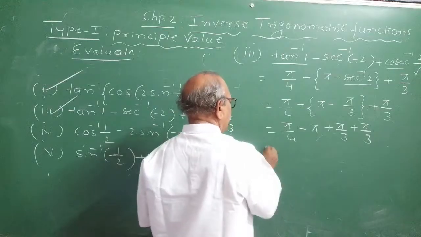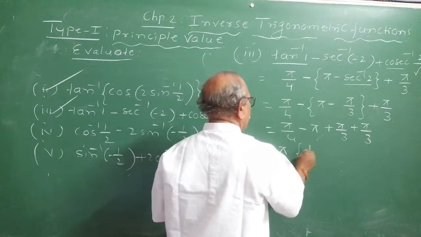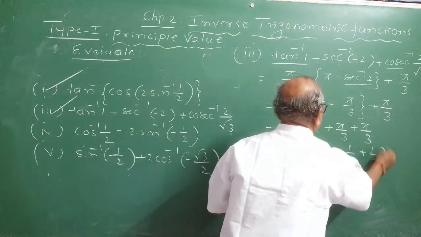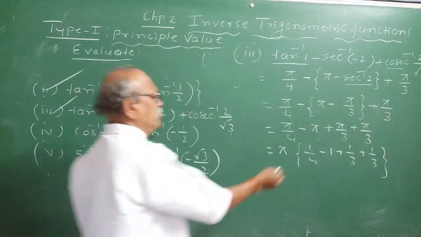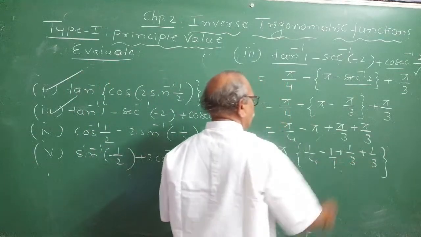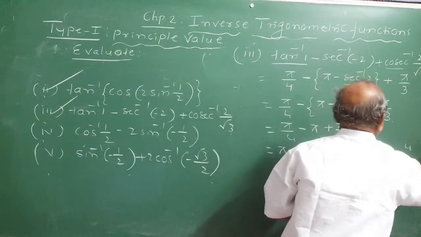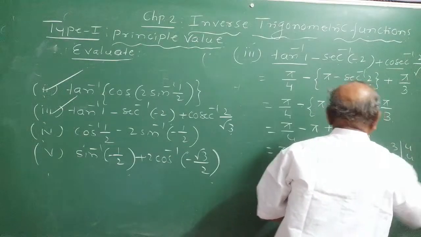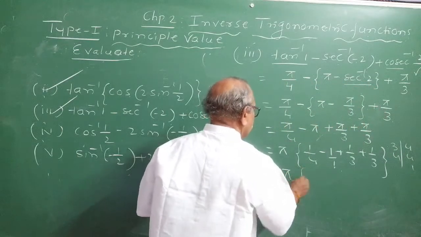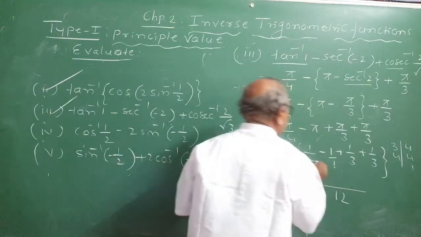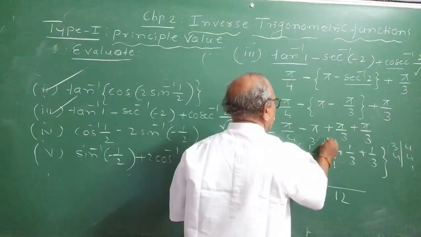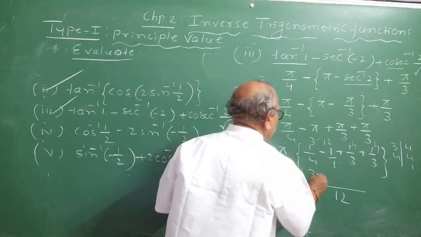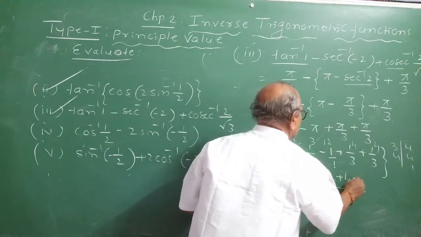You can take a pi common in all of them and simplify it. 1 by 4 minus 1 plus 1 by 3 plus 1 by 3. Take a pi common. Simply you can take the LCM of 4, 3, 3. What is the LCM of 4, 3, 3? You will get LCM as 12. What do you get here? 4, 3 za 12, 1 12 za, 3 4 za, 3 4 za. You can simplify this. You can write 3 minus 12 plus 4 plus 4.